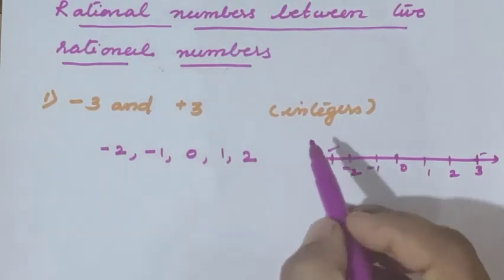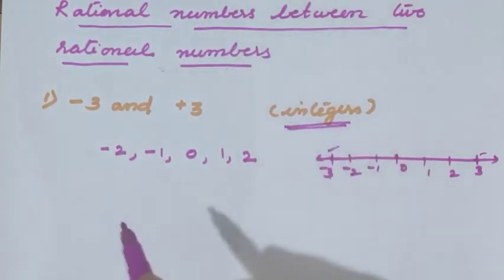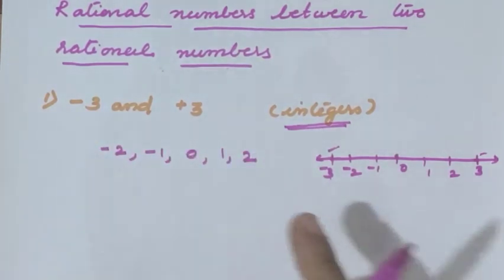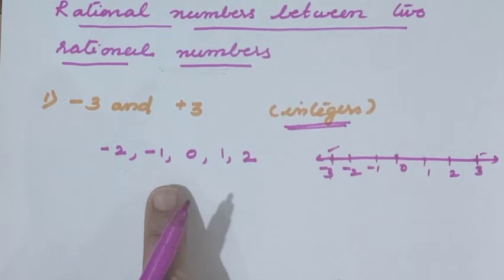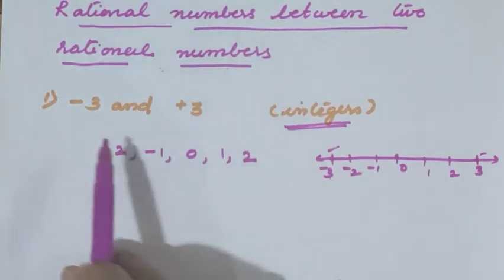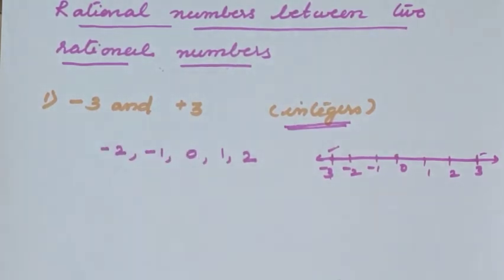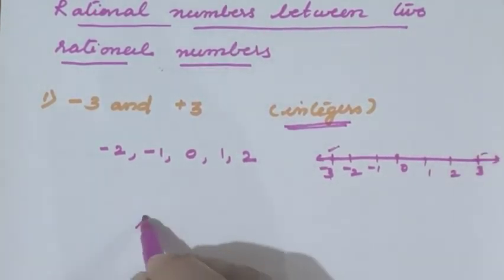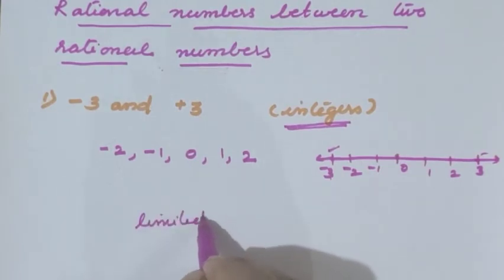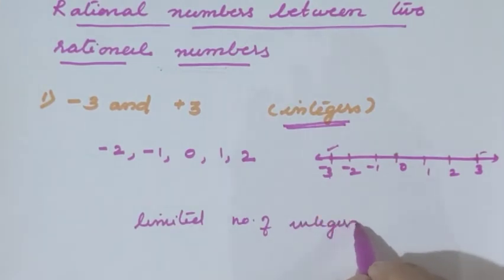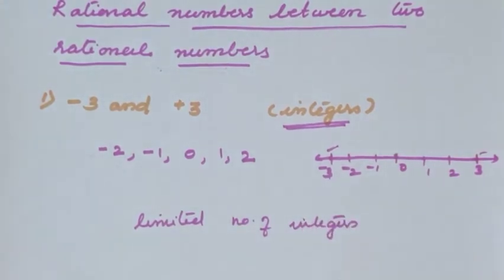So when we are considering integers, it is limited. It is limited because only minus 3 and plus 3 are considered. So you have seen minus 2, minus 1, 0, 1, 2. So how many did we get? 5. 5 integers lie between minus 3 and plus 3. So we can say that the number of integers between minus 3 and plus 3 is limited. Limited number of integers we can see.